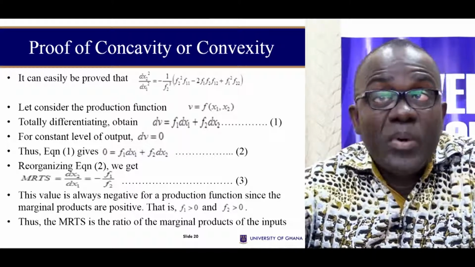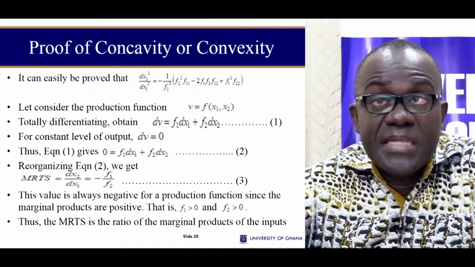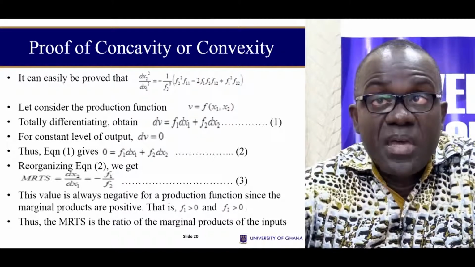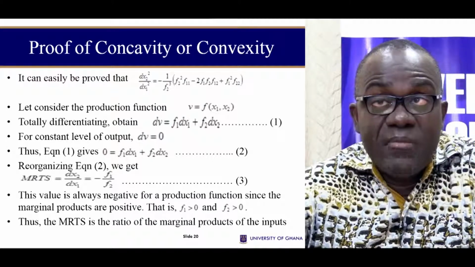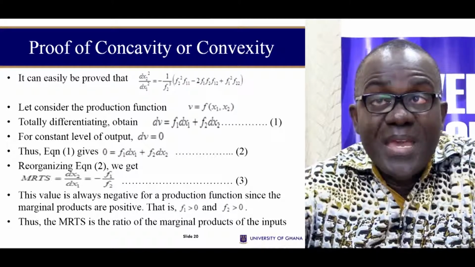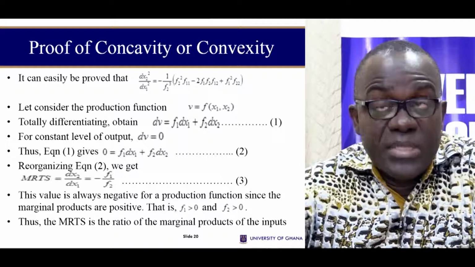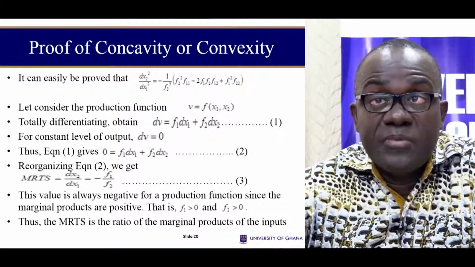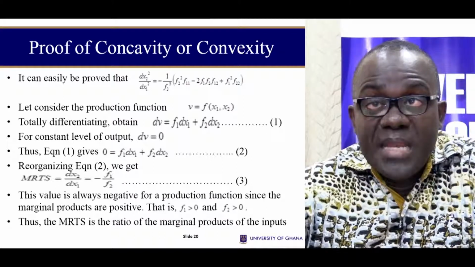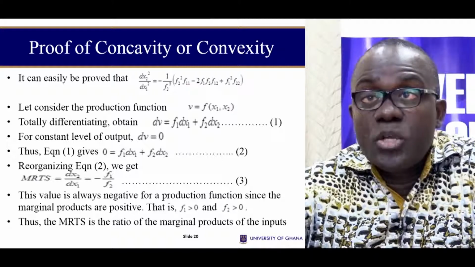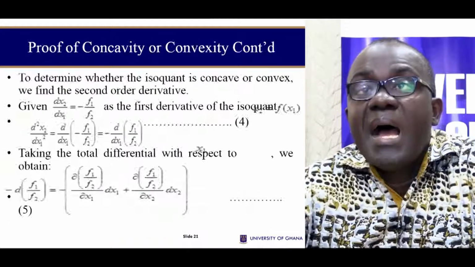And now this value is always negative. It's negative because of this negative sign, because f1 here is positive, f2 here is positive. We said that for a production function, if you increase the inputs, the output also increases. And therefore f1, which is the first derivative, is always positive. This one is positive, and therefore the negativity over here is ensured by the negative that we do have over here.